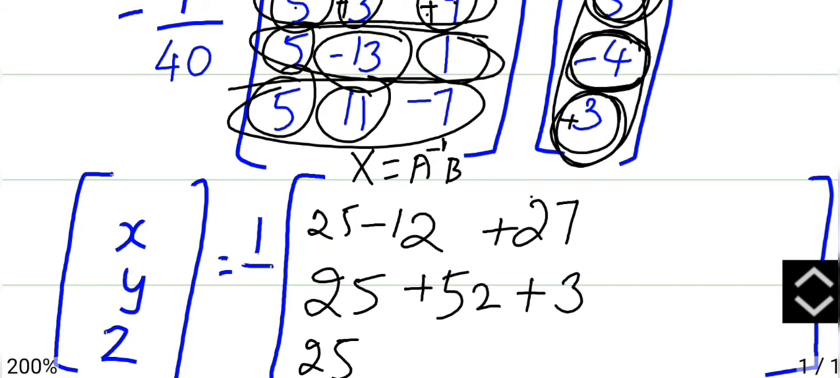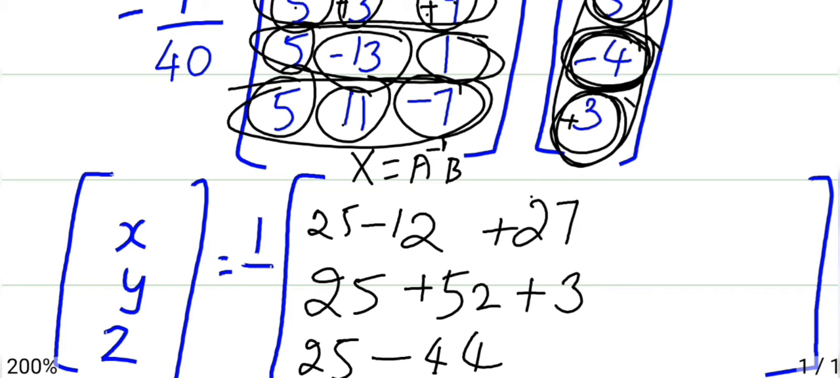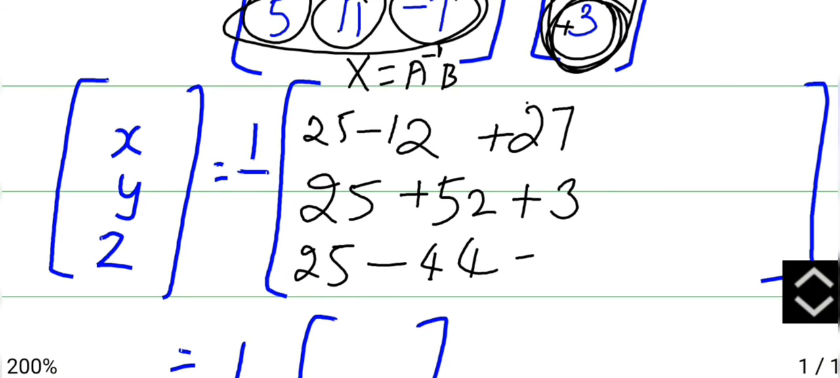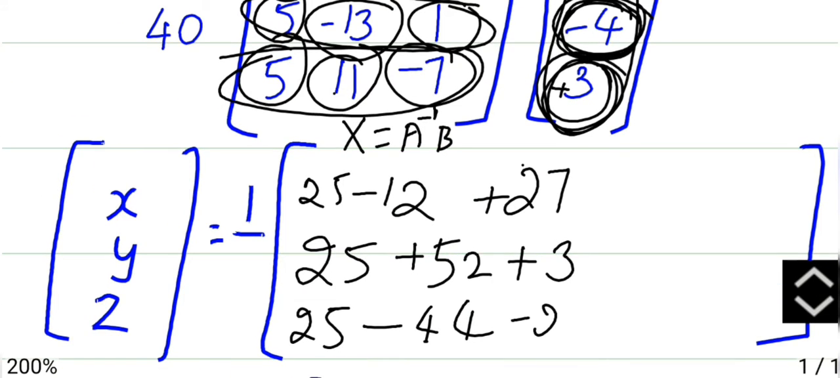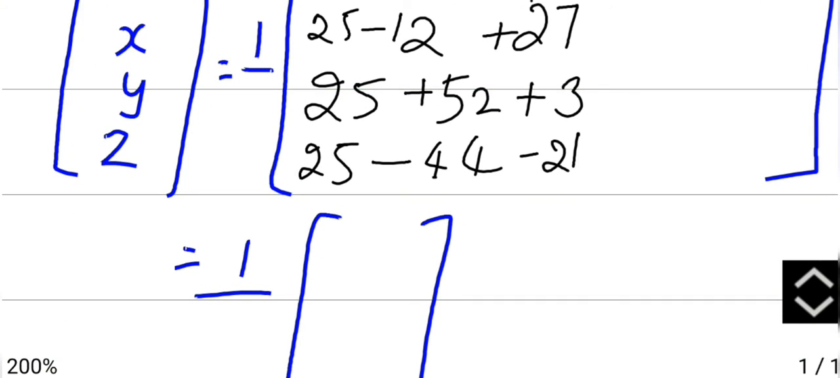Then 11 minus, plus into minus is minus. 11 4s are 44. Minus into plus is minus. 7 3s are 21. So now you have to simplify this. That will be plus 24 plus 25. It will be 52. 52 minus 12 is 40. So here it is 40.